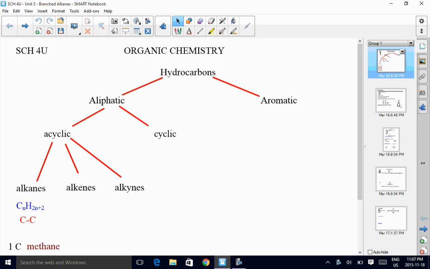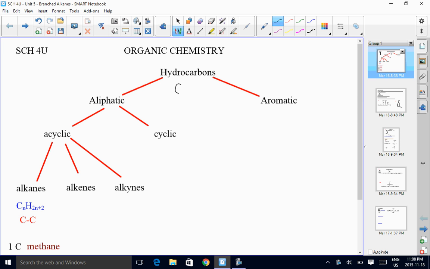Okay, this is the first lesson in organic chemistry, and this is just a layout of what's to be expected. The first thing you'll see on this flow chart is hydrocarbons. A hydrocarbon has carbon and hydrogens in it, so I'm going to put C, H. The next thing is divided up into aliphatics and aromatics.